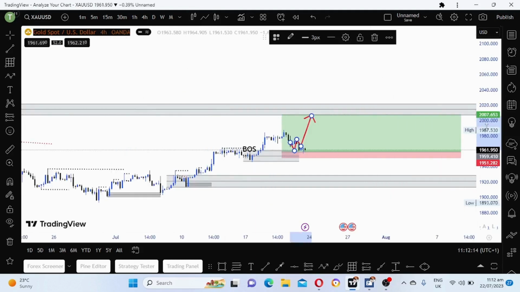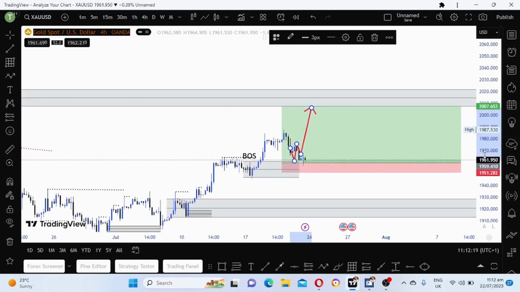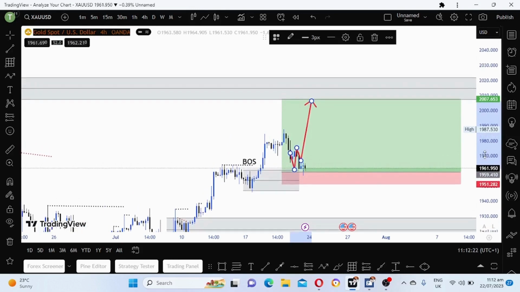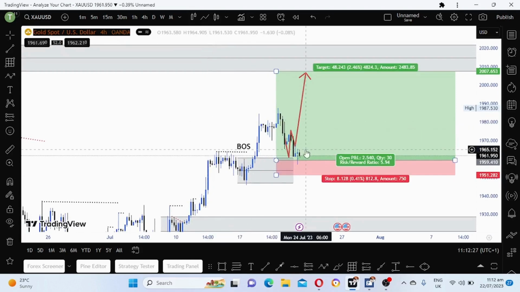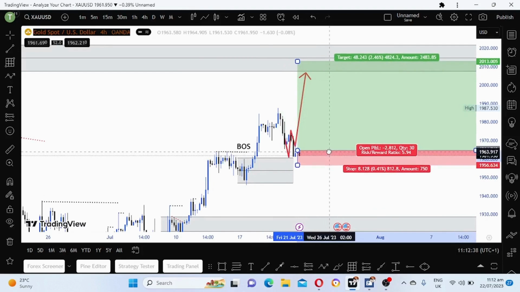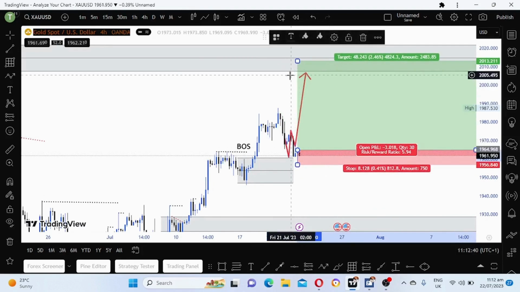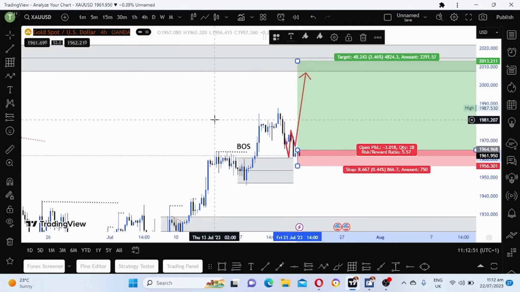On H4, as you can see, we are in a pullback, but overall we are bullish. So Monday, I will just wait for price to break these two candles. If price breaks these two candles, then I'll enter a buy, targeting a 1 to 5 R, or a 1 to 6 risk reward ratio.